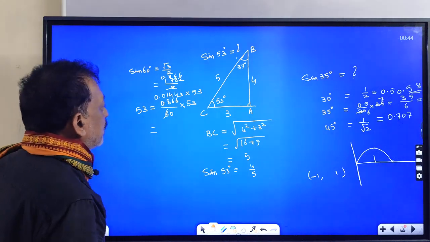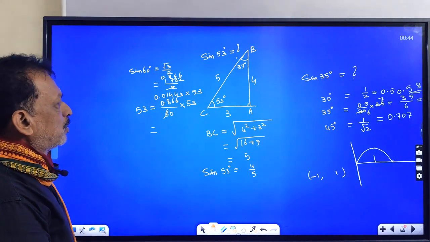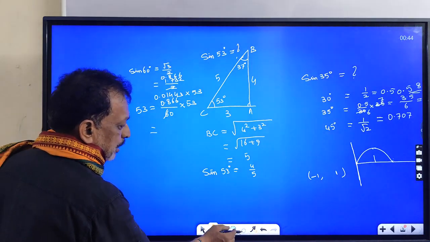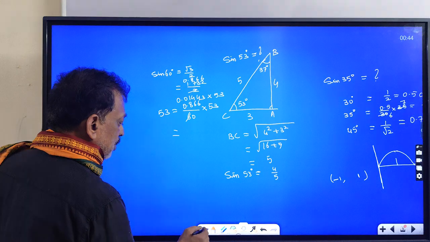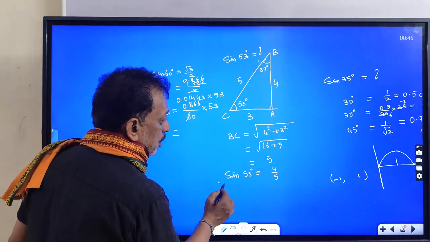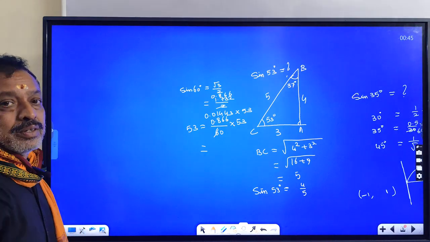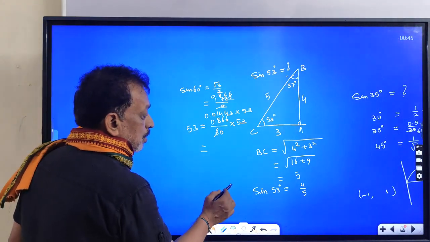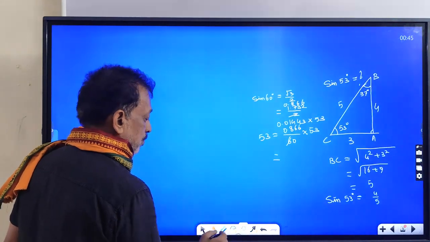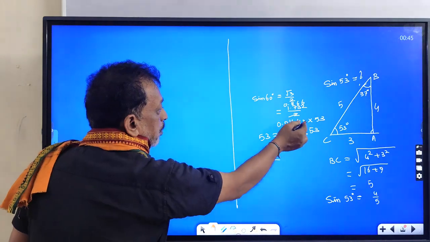Like this you have to do the simplification. That is the shortcut. Otherwise, you can take the values nearer to this one. Understood? Right. Next, this is the shortcut you do. Now coming to this one, completed. Do the simplification by yourself.